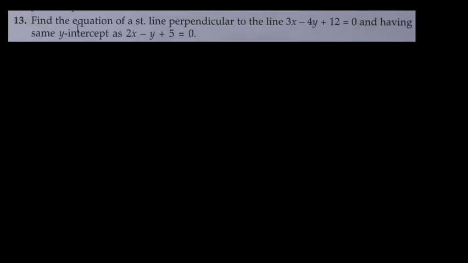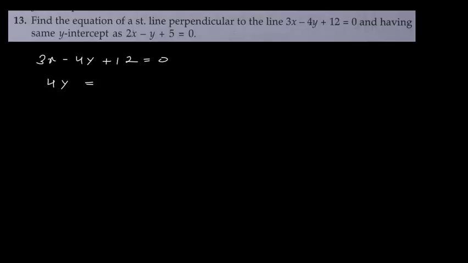Now here I have to find the equation of a straight line perpendicular to this and having the same y-intercept as this. That means whatever intercept I get here, the same intercept I have for the required line. So first let us say this is 3x minus 4y plus 12 equal to 0.